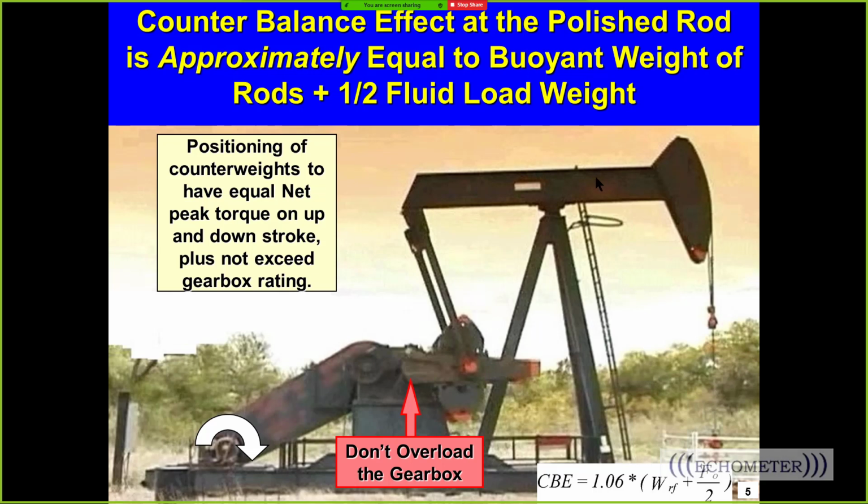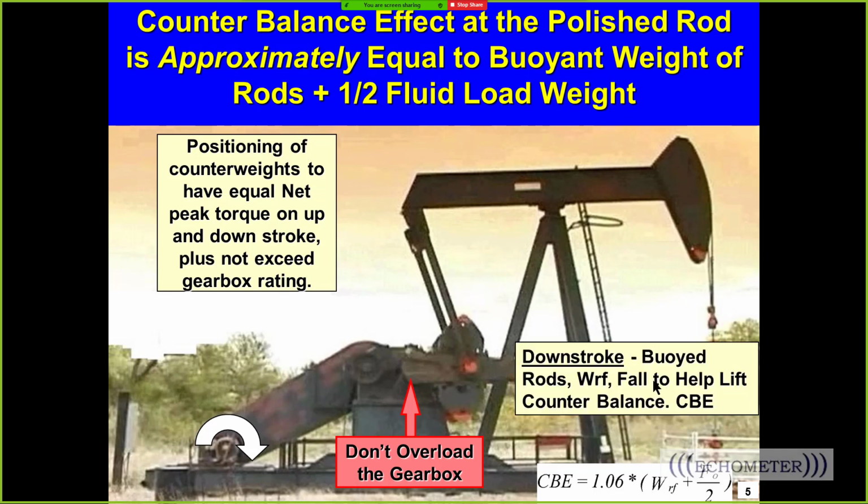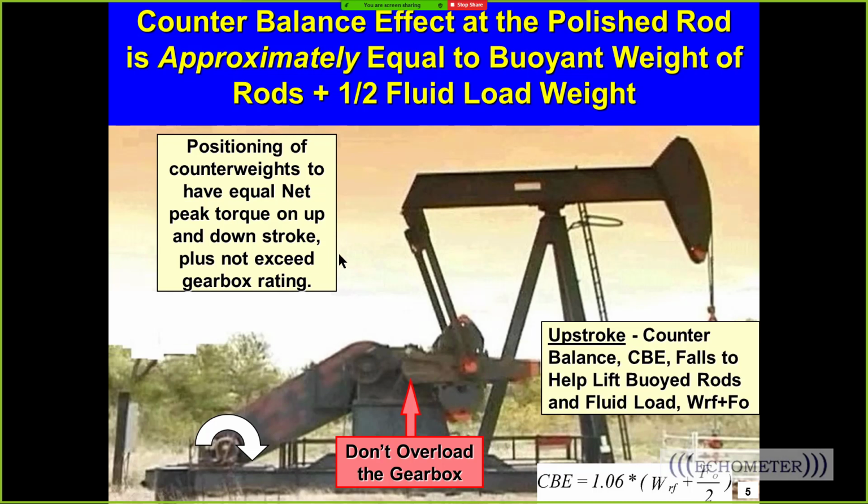Now, when you think about the rod loading, if you look at the downstroke, when the rods are falling, they weigh equal to the weight of rods in fluid, and then they help lift the weights. When the rods are falling on the downstroke, the weights are being picked up. Now, on the upstroke, when the rods are being lifted by the pumping unit, then the weight is falling, and the rods weigh the weight of rods in fluid plus the pump load. And so on the upstroke, the rod string weighs the weight of rods in fluid plus the pump load. And on the downstroke, the rod string weighs the weight of rods in fluid.